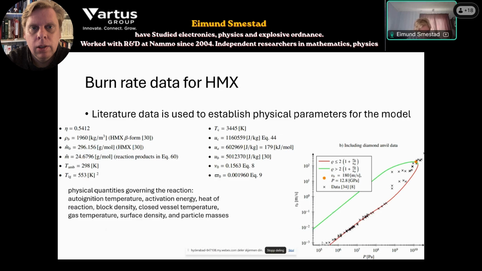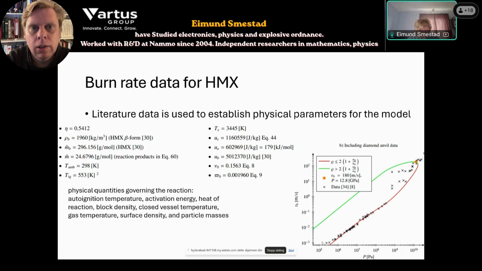For low gas densities, we have a pressure chamber that gives us data, and the theoretical model fits very well with the experimental data. For high densities, diamond anvil experiments are used that measure small grains of HMX. There is more uncertainty and spread in the data, but the theoretical model fits reasonably well to the experimental data. The burn rate for HMX ranges from millimeters per second to 180 meters per second, reaching up to 12.8 gigapascals.